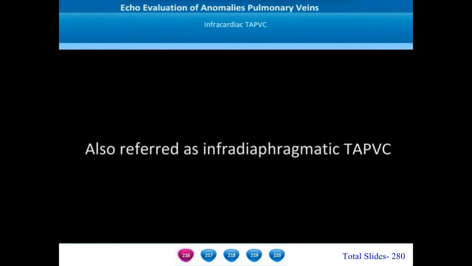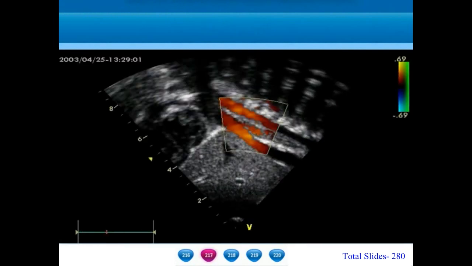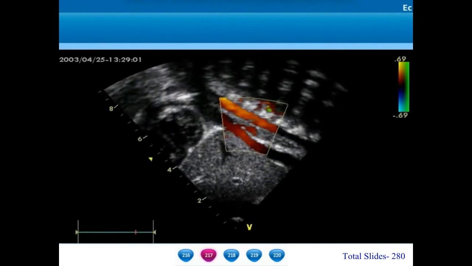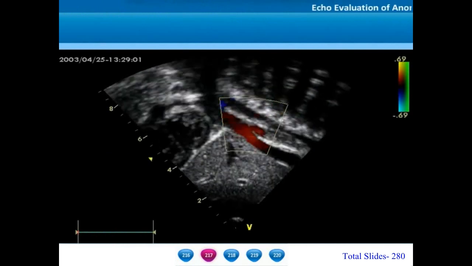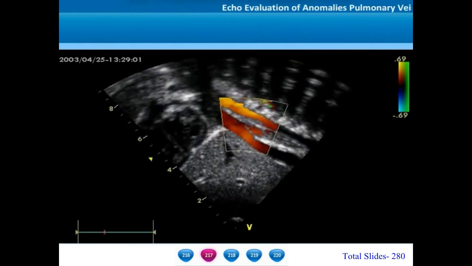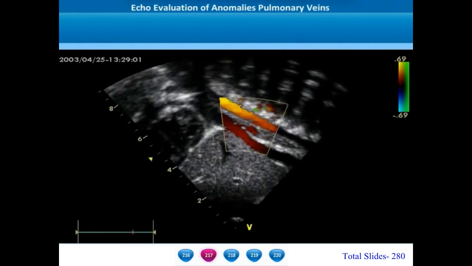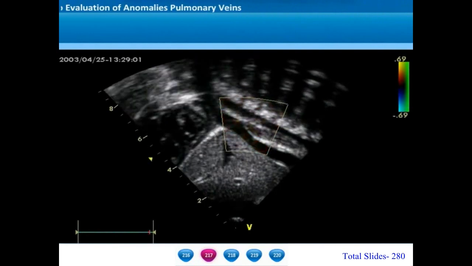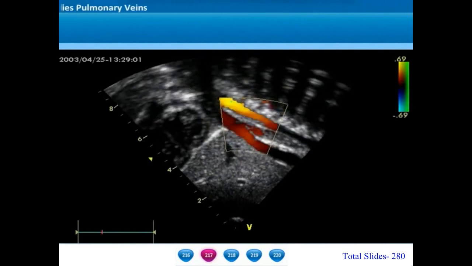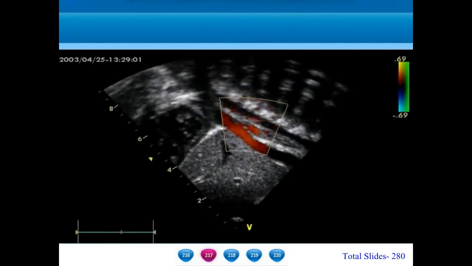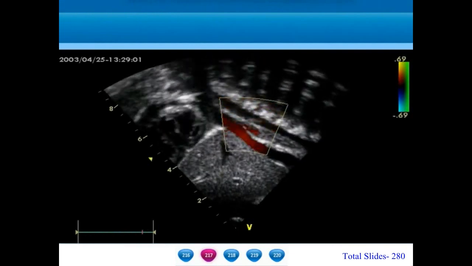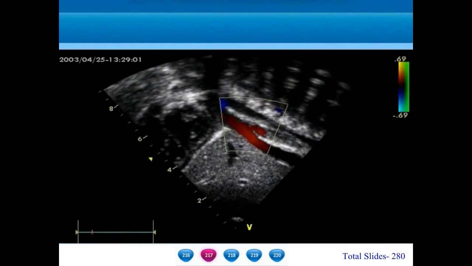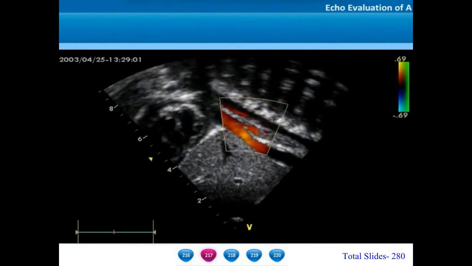After this long discussion on supracardiac and intracardiac types of TAPVCs, let us move on to infradiaphragmatic TAPVC. Infradiaphragmatic TAPVC is appreciated best on subxiphoid view. On the subxiphoid view, after we visualize the flow in the abdominal portion of the aorta, anterior to the aorta, there will be another parallel channel that will show a red color. But unlike the aorta, it will not be phasic in systole, it will be continuous throughout systole and diastole.